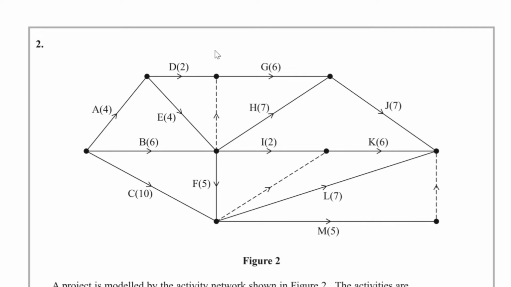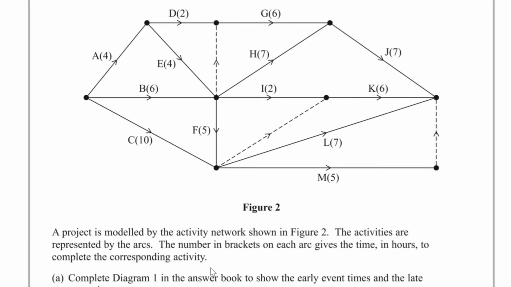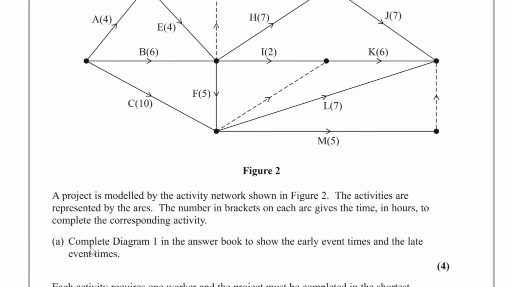Question number 2. A project is modelled by the activity network shown in Figure 2. The activities are represented by the arcs. The number in brackets on each arc gives the time in hours to complete the corresponding activity. For part A, we have to complete diagram 1 in the answer book to show the early event times and the late event times.